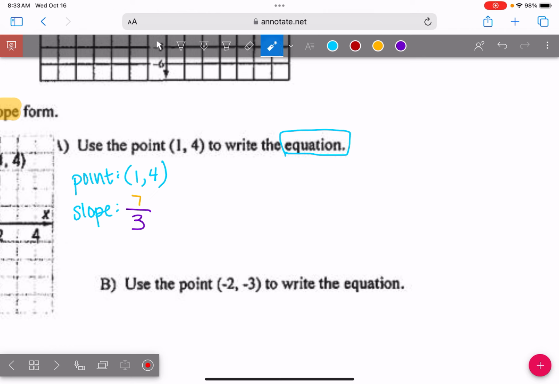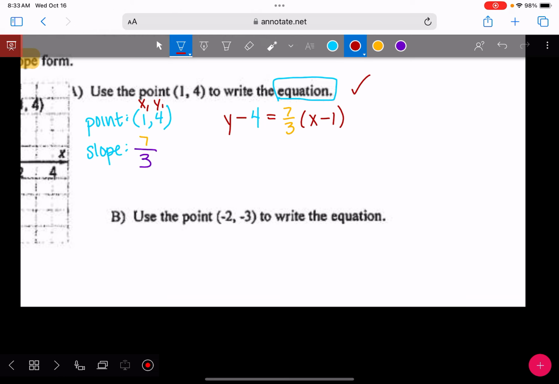Now that I have these two pieces of information, I'm ready to write my equation. So I'm going to label x1, y1 here, keep myself in order. And I'm going to do y minus y1, which is a 4, equals, and here I guess I should keep my colors the same, equals my slope, which is 7/3, and then x minus 1. So there's my point-slope form. So that's all I need to do for this one, so I'm done. Let's look at the next one.